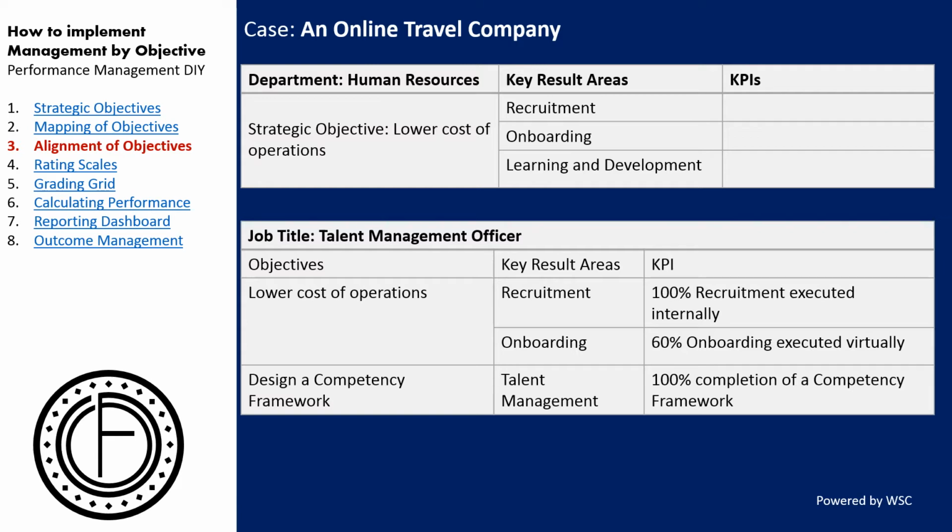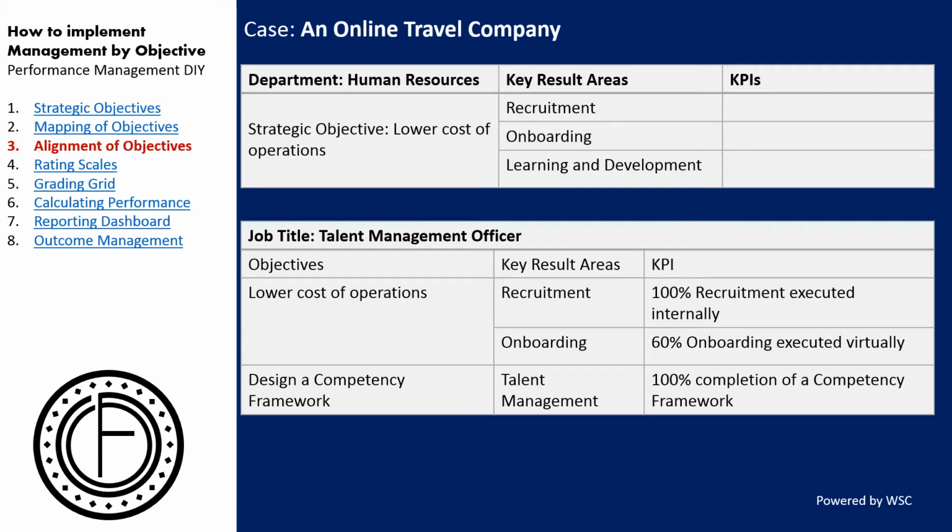Because what we are saying now is that 100% of the recruitment carried out within this period must be executed internally. So the talent management officer will need to start thinking of creative ways to ensure that talents are readily available for positions on demand. They must come up with a strategy to make this happen.